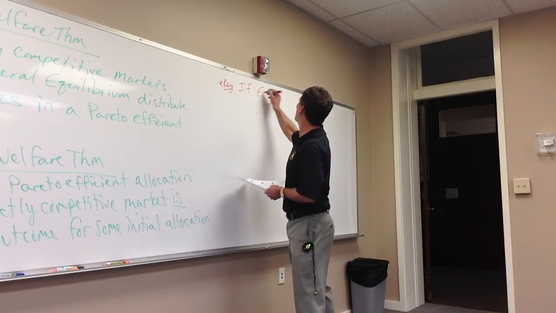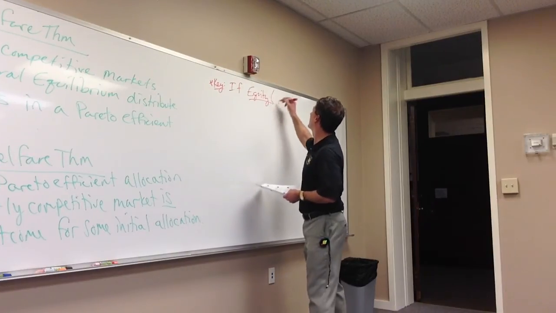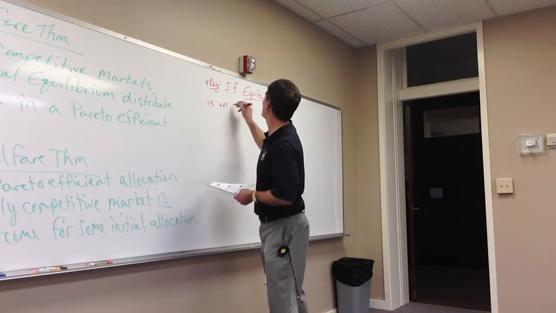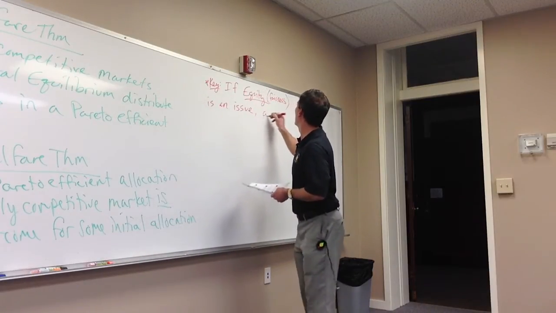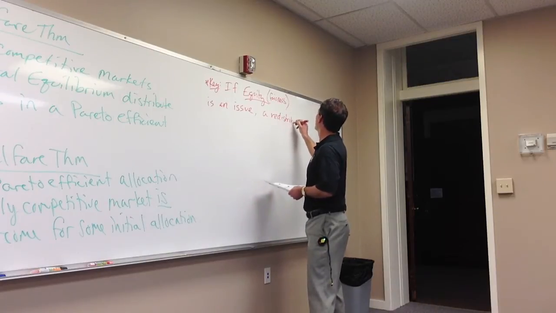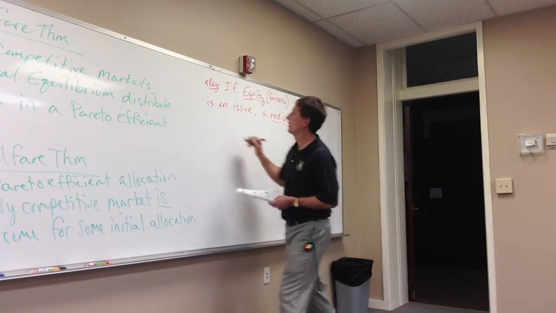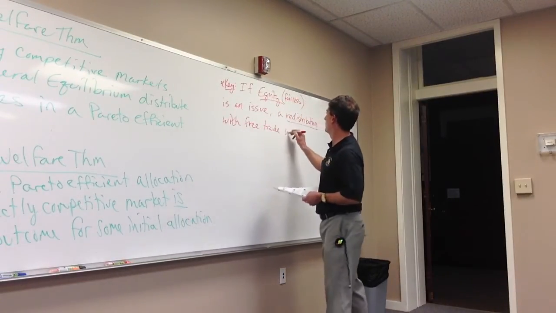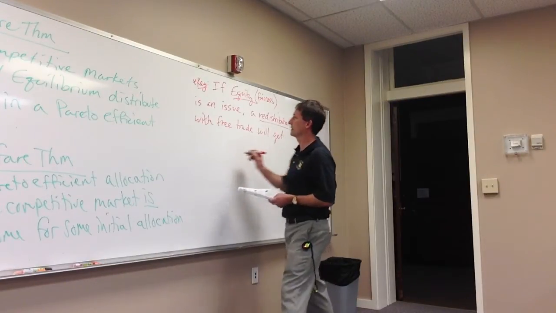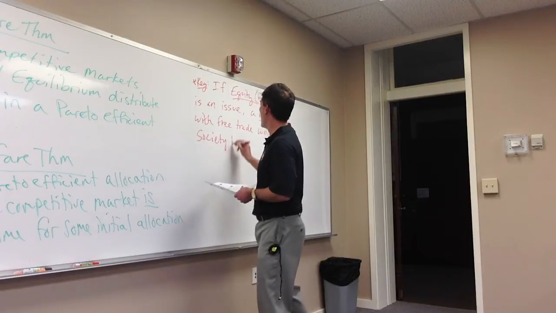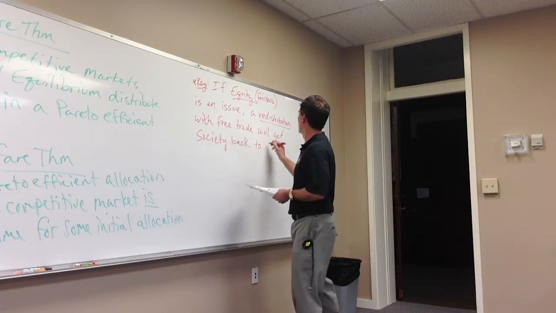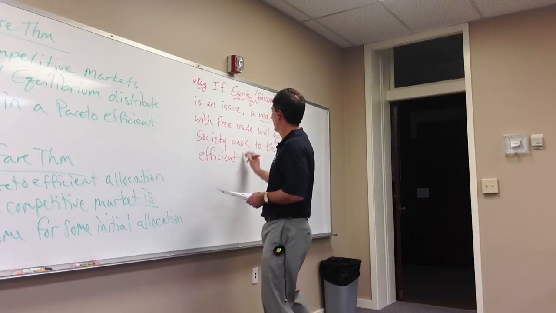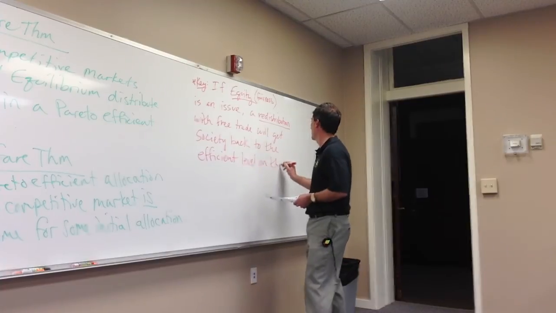So the key is, if equity (fairness) is an issue, a redistribution with free trade will get society back to the contract curve, back to the efficient level on the contract curve.